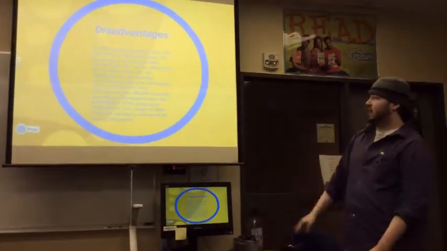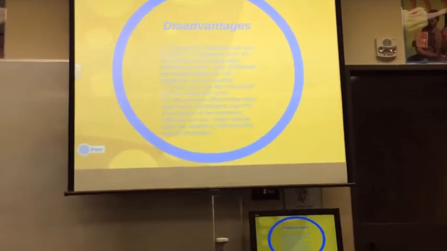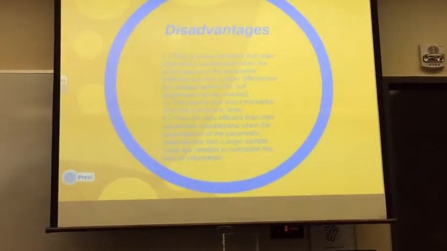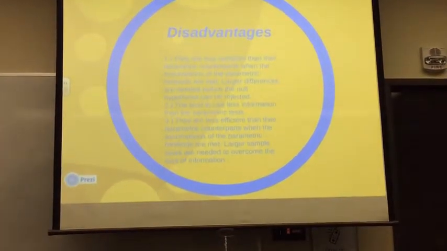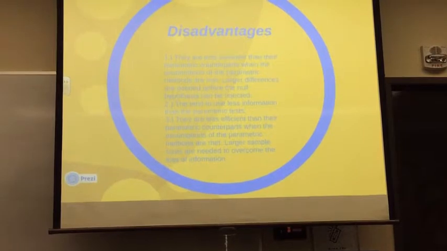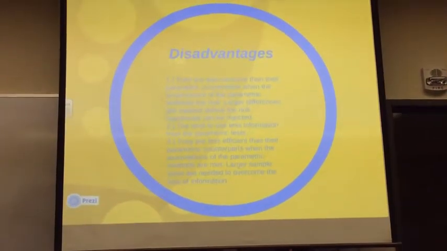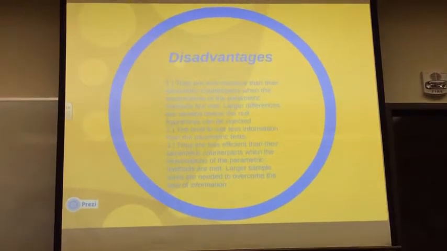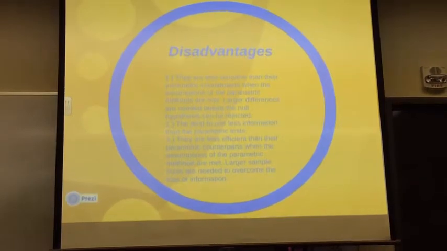Some disadvantages, however, are that they are less sensitive than their parametric counterparts when the assumptions of the parametric methods are met, which means that larger differences are needed before the null hypothesis can be rejected. They tend to use less information than the parametric tests, and they are less efficient than parametric tests when the assumptions of the parametric methods are met, which means that larger sample sizes are needed to overcome that loss of information.